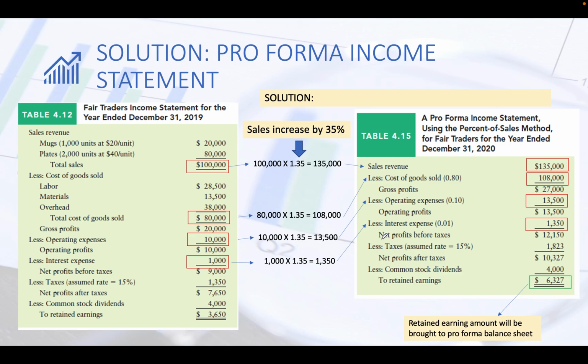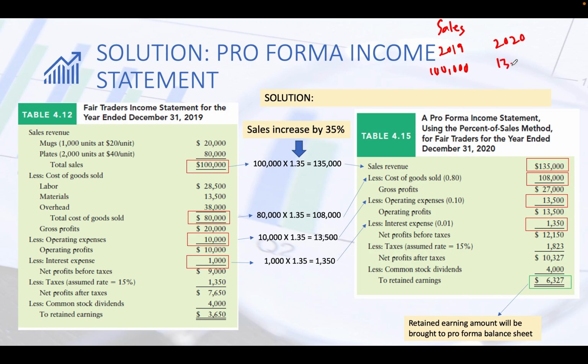In your textbook, they only explain pro forma income statement based on income statement for percentage of sales. Tapi in order for us to, there are easier way to calculate pro forma income statement and balance sheet, okay, using the sales increase by percent, the percent increase of sales. So how do we know how much is the percent increase of sales? Okay, sales 2019 is 100,000.